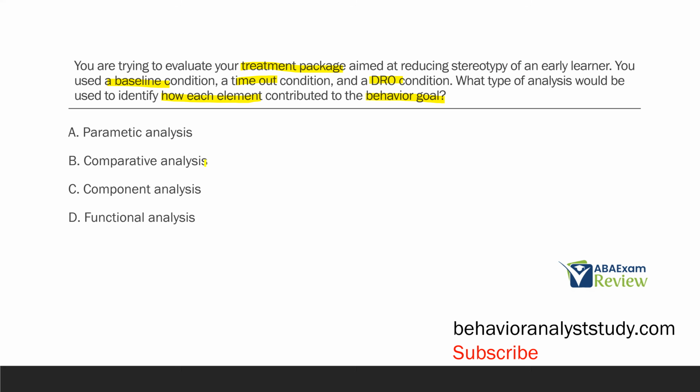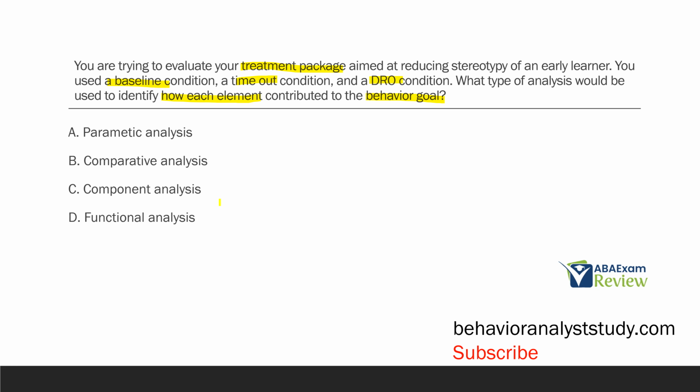So B, a comparative analysis, focuses on multiple elements, but elements that aren't part of a treatment package. And so this idea that this is a treatment package is very important to answer this question, because what we're looking at is a component analysis. With the component analysis, we're evaluating each element of a treatment package. A comparative analysis, these elements aren't necessarily part of a package together.